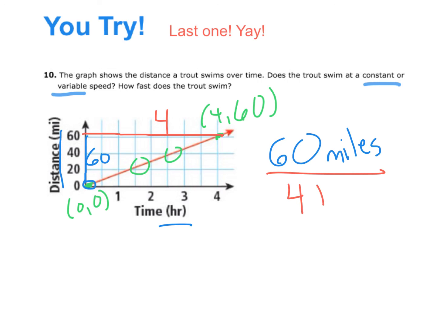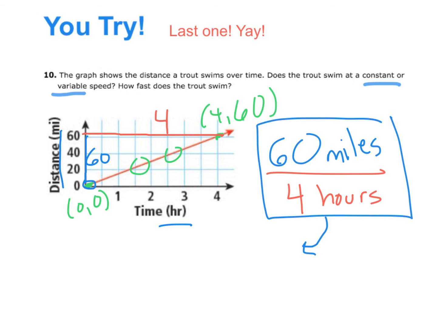4 hours. So that's my slope, but it can be simplified. 4 goes into 60 15 times, or 15 miles. And 4 goes into 4 just once. 1 hour. So you can see our slope is really just finding a unit rate. Our denominator is 1. So our trout swims 15 miles an hour. That's a fast fish.